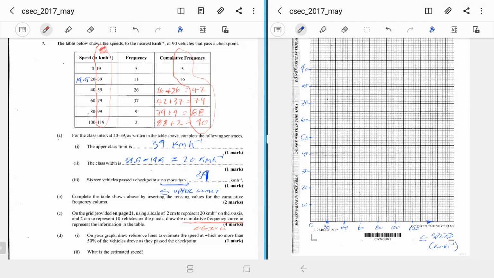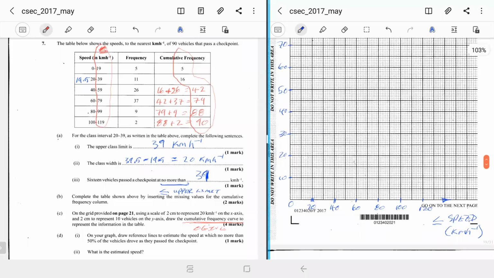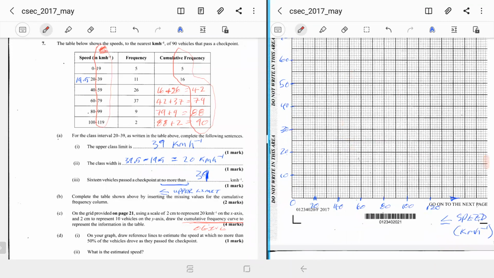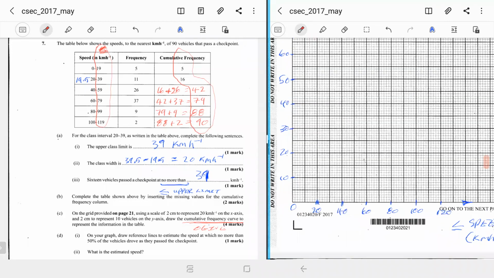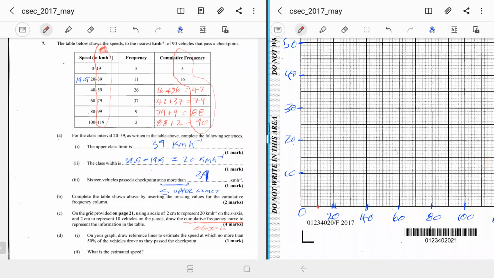All right, so the first one is 19, with a frequency of 5. Let's put that one. Remember now, every small line is 2. This is 10, 12, 14, 16, 18, and 19 is right in between here. So 19 over here is a cumulative frequency of 5. So it's the point right here.